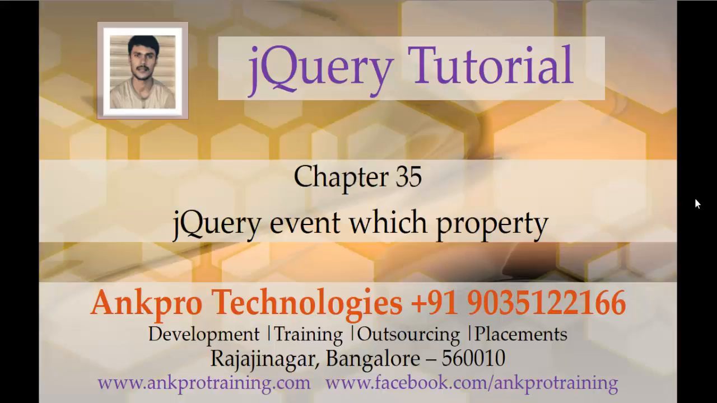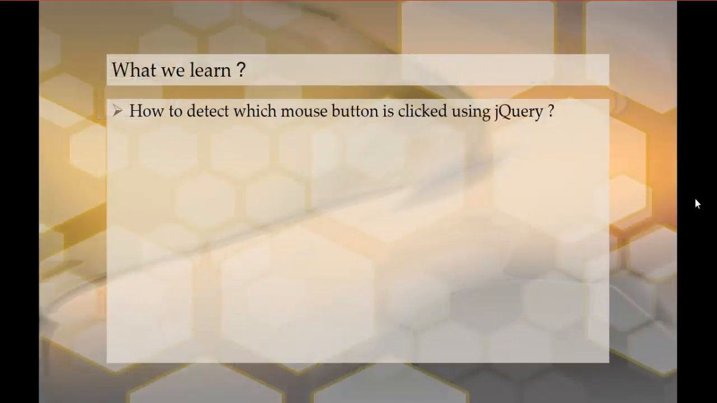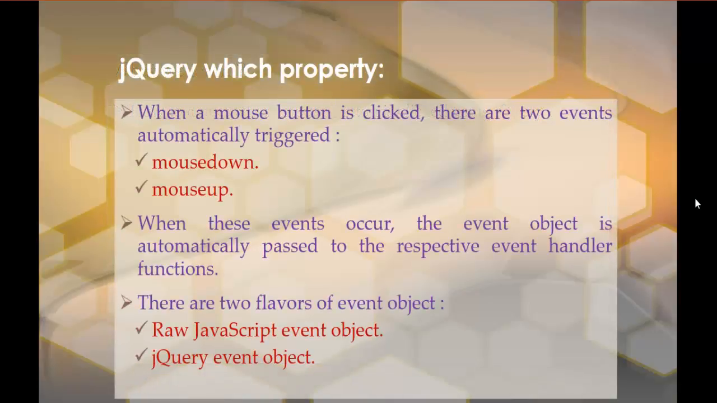My name is Harish. In this session, we are going to learn how to detect which mouse button is clicked using jQuery. When a mouse button is clicked, two events are automatically triggered: mouse up and mouse down. When these events occur, the event object is automatically passed to the respective event handler functions. There are two flavors of event object: the raw JavaScript event object and the jQuery event object.